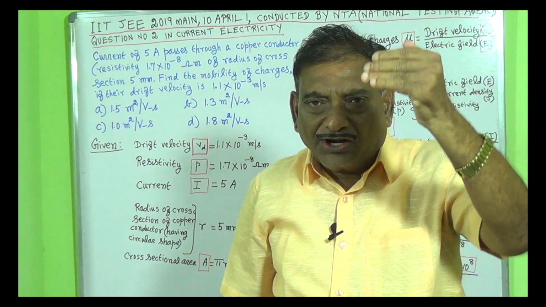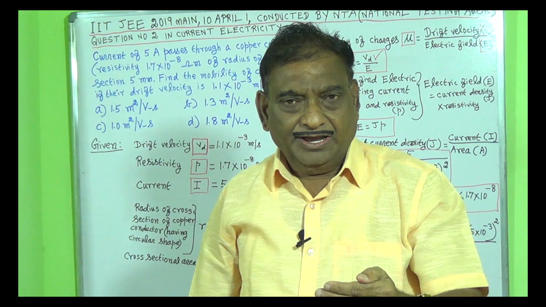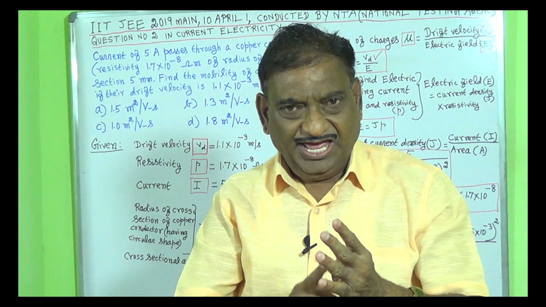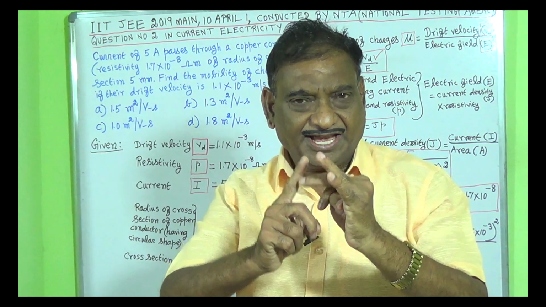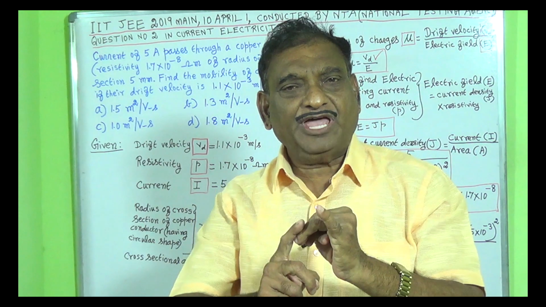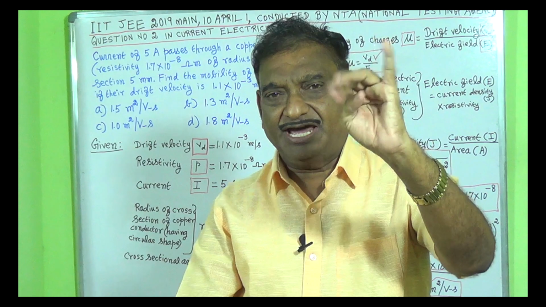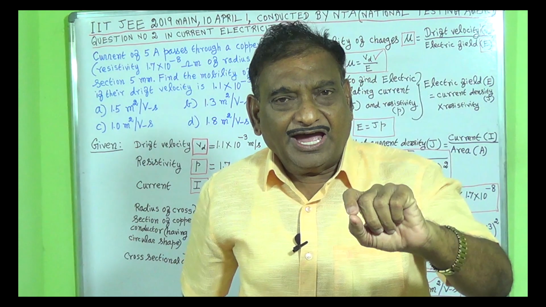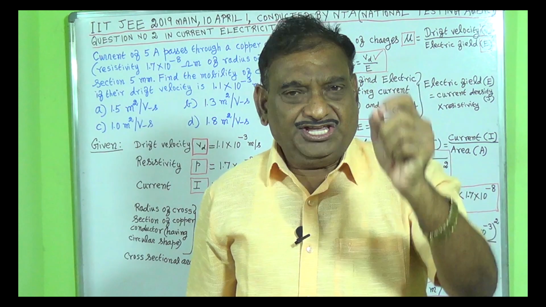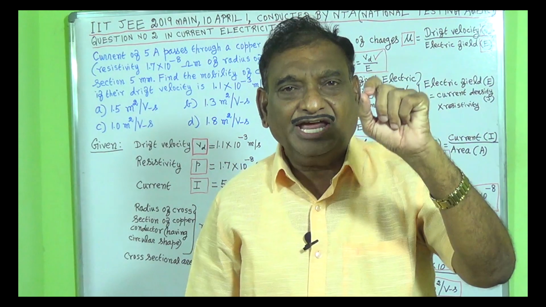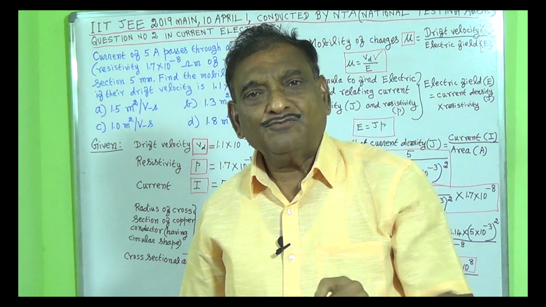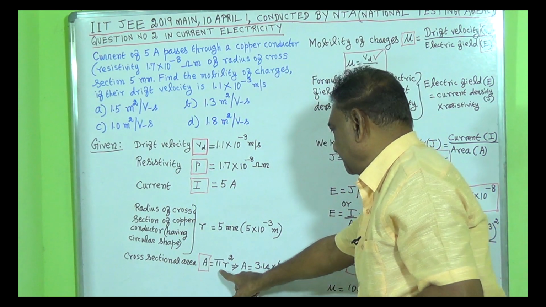So, what are the data given? The data given are drift velocity, resistivity, current, and the radius of the cross section of a conductor. From the radius, we can find the area, that is the cross-sectional area of the conductor, which is circular in shape, by applying the formula pi r square.